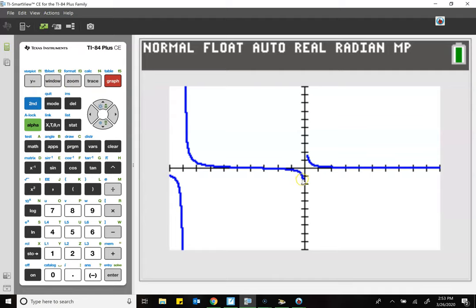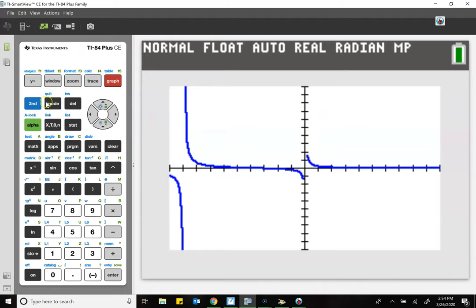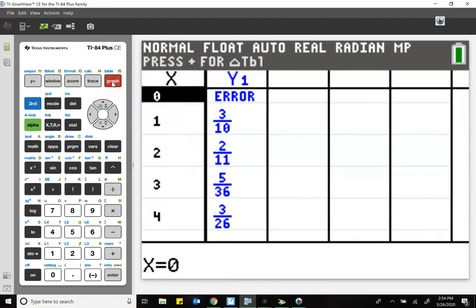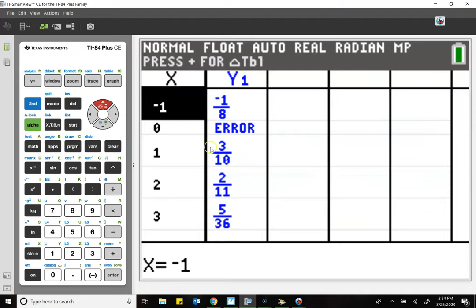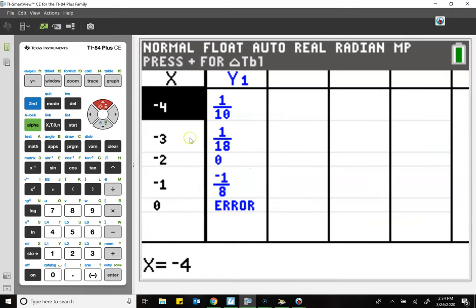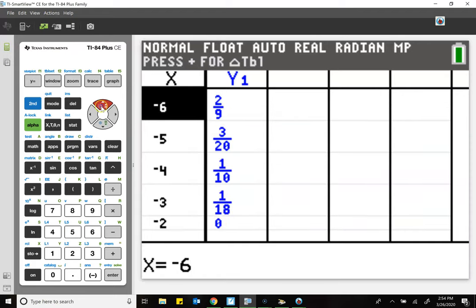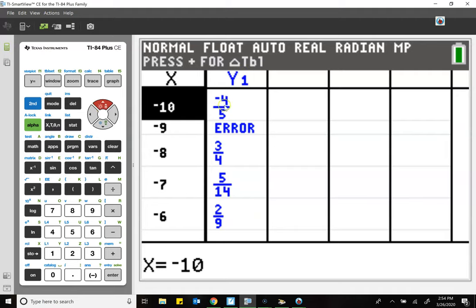And just so you know on your graph, this continues on down. This continues on up. It doesn't stop there at these points because there's actually a vertical asymptote. Remember, that's x equals 0. That's right there. Okay? But if you go to your second graph and look at the table, now you have all those answers we just came about. 1 was 3/10. Negative 1 was negative 1/8. Negative 3 was 1/18. And scroll up, negative 10 was negative 4/5. So right there was all the answers too. Either way, it's all good.